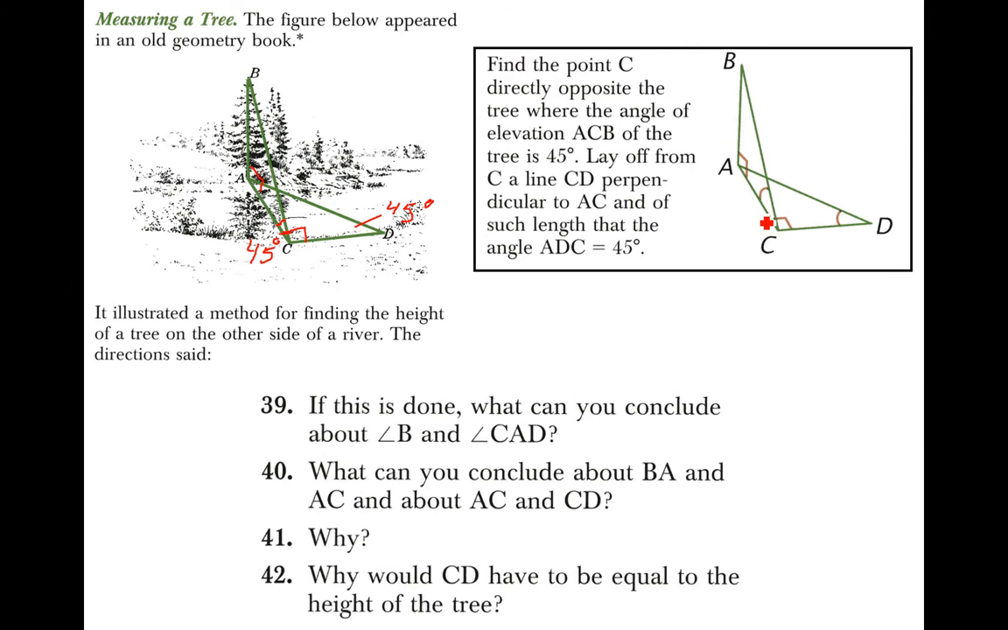finally, why is CD the exact same as the height of the tree, which is what we were trying to figure out, the height of a tree over a creek. Why are those two the same?